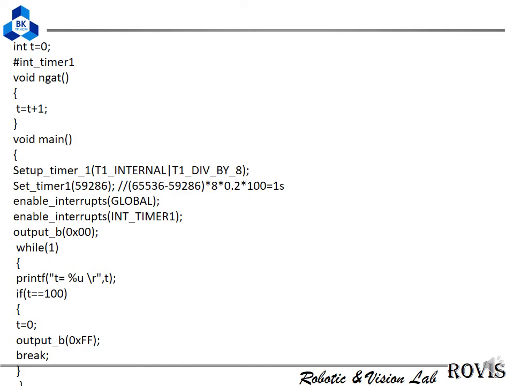Here, for example, I define the variable right here. And then I set up Timer 1 internal, and the prescaler is 8. And then I set the initial number to this number. Why this number? Because I solved the equation, the last equation, and I have this number. And then the total here is about 1000, and I multiply it by 100 times the variable, so I will have 1 second here. And this is the example code for the timer function of Timer 1.